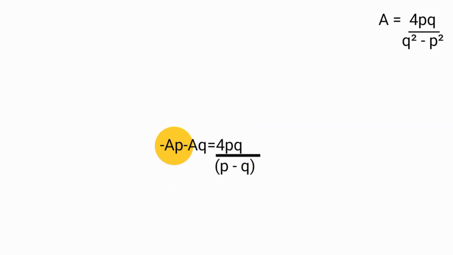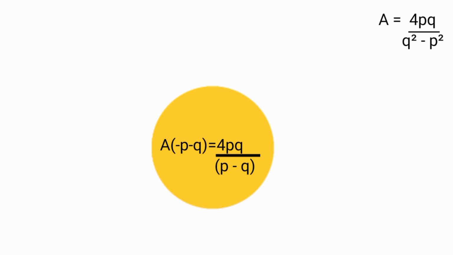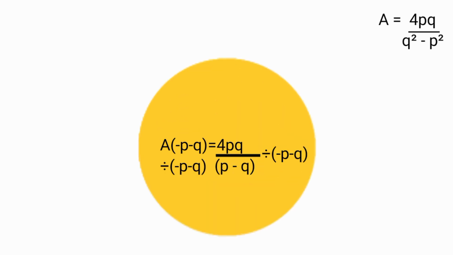So here, since we have a here and here, we can factor out a. Factorizing minus ap minus aq, now we are going to have a open bracket minus p minus q. So now a open bracket minus p minus q is equal to 4pq. We still have to eliminate minus p minus q from this side to make a the subject. To do that, we divide both sides by minus p minus q. So now a open bracket minus p minus q divided by minus p minus q is equal to 4pq over p minus q divided by minus p minus q.